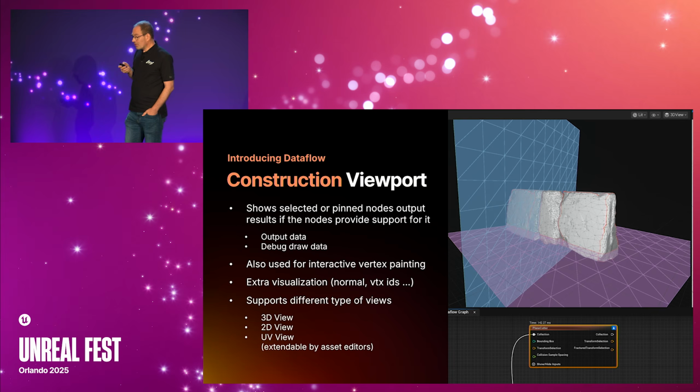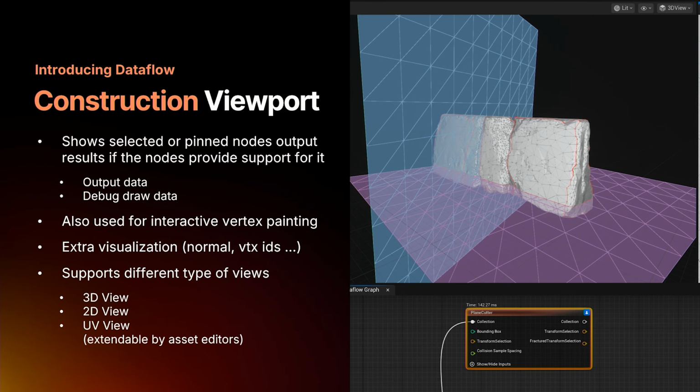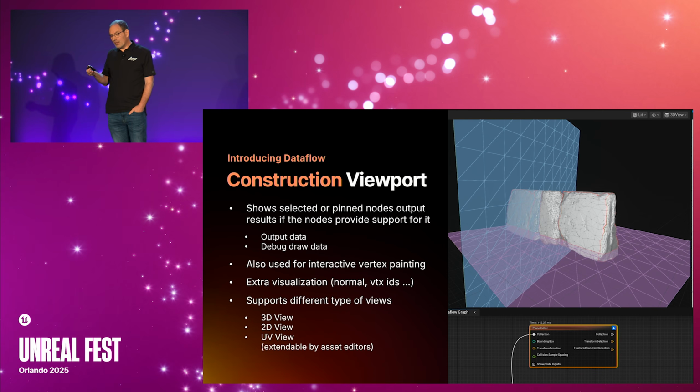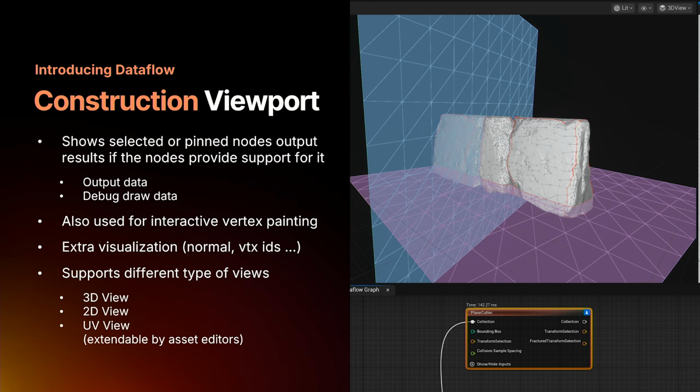The construction viewport, so this is the one in Dataflow you're going to use the most. Whenever you click on a node, or you pin the node, with this little pin button in the corner, the node will render in this viewport, but it doesn't render with full materials and everything. It's just to inform you about what the output of this node is, and then some of the debug details about it. So in that case, the plane cutter will show you the final mesh when it's cut, and then the planes that were used to cut. So very nice for debugging, when things don't go the way you want.